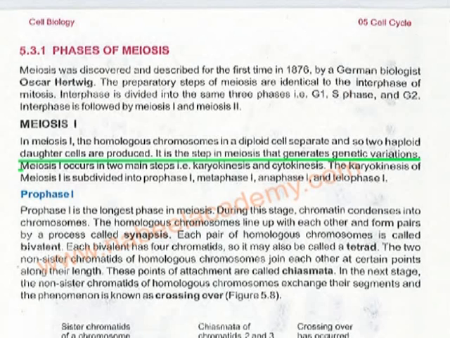Prophase is the first phase in meiosis 1. Two main steps are there: karyokinesis and cytokinesis. You already know what that is. The karyokinesis is divided into prophase 1, metaphase 1, anaphase 1, and telophase 1. This is the karyokinesis. Prophase 1 is the longest phase in meiosis.